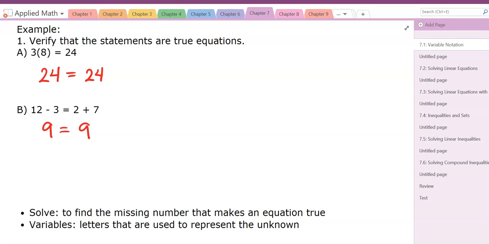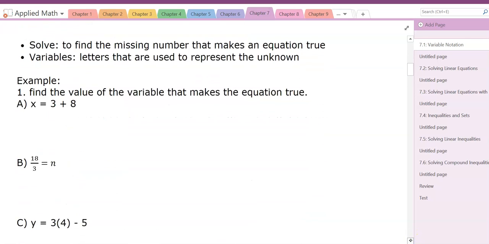Now, to solve something would be to find the missing number that makes the equation true, and this is when variables can sometimes come in. Variables are letters that are used to represent the unknown, so the thing that you're either missing or you're trying to find in an equation.